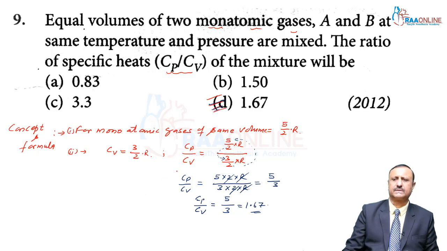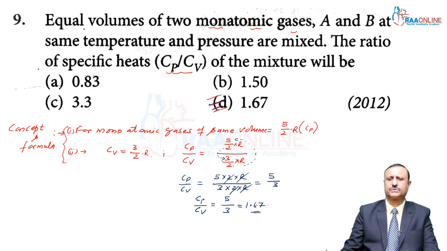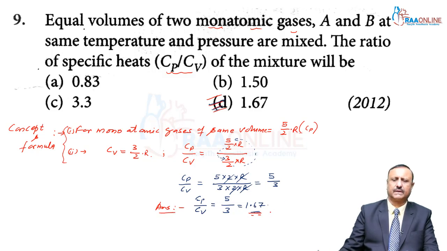And this question is also asked in 2012. We can see the concept for monoatomic gases of same volume, that is 5 by 2 into R, or it is called constant pressure, so it is also called the Cp. This is the question, my dear students, 1.67 is the answer of this question. Cp upon Cv is equal to 1.67.